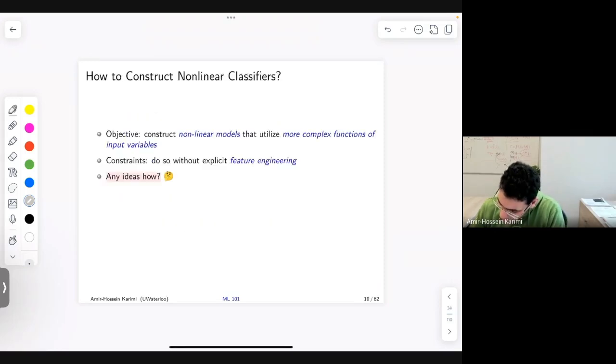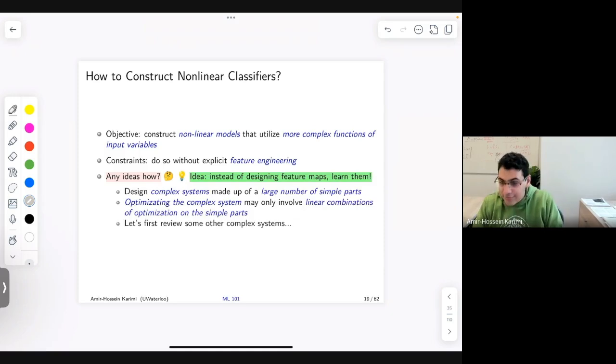Let's move on. Let's talk about the nonlinear classifiers then. So our objective is to construct nonlinear models that utilize more complex functions of our input variables, and we want to do so without feature engineering. So the idea that we're going to use is that instead of designing feature maps, hand designing them, we're going to learn them, right? So instead of feature engineering, we're going to do feature learning.